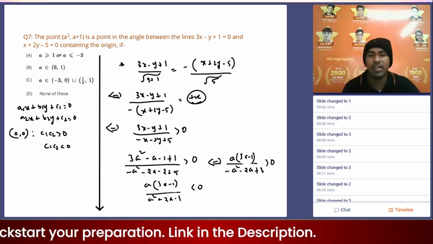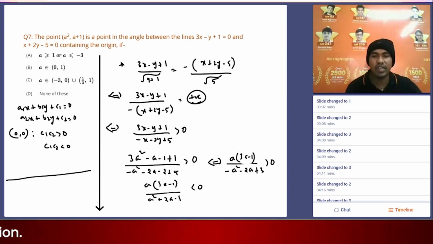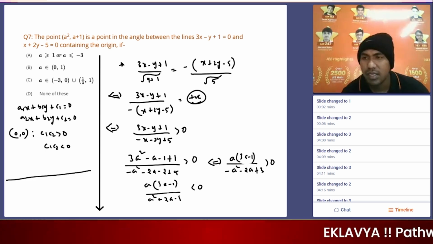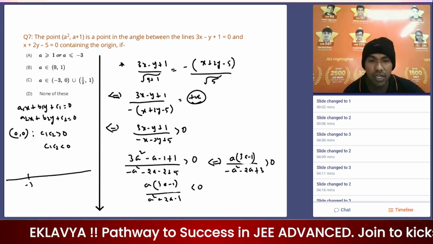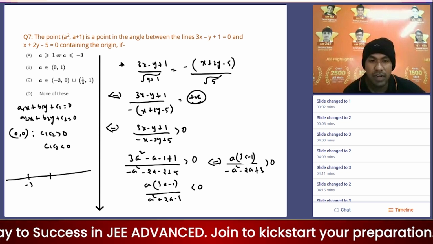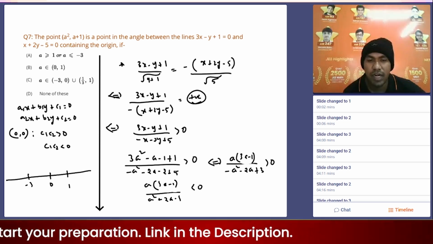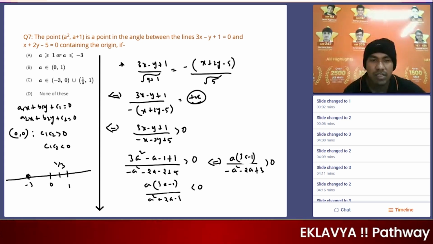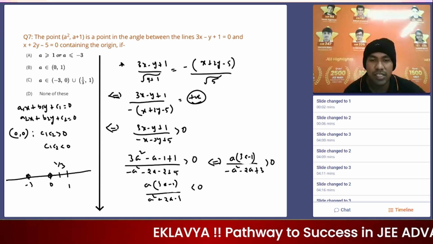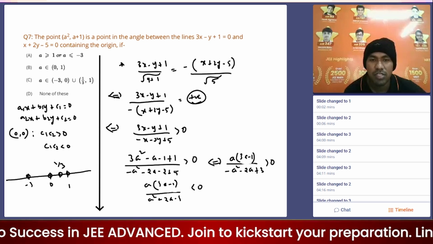So according to wavy curve method, if you identify the points where the function is becoming 0 and not existing, that means the denominator part is becoming 0, those values are minus 3, 0, 1 and 1 by 3. That means 1 by 3 will be somewhere here between this part, right? Now if you see the graph of this part, according to wavy curve method, minus 3 is not included, 0 not included, 1 by 3 is not included, 1 also not included.